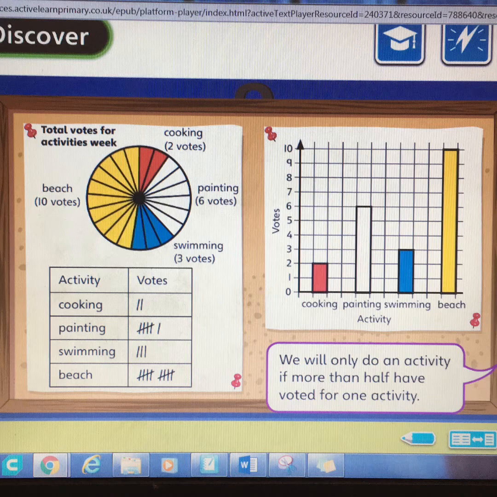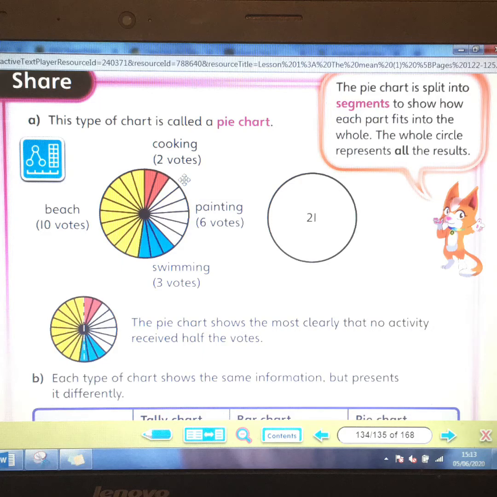Well, I personally think that the pie chart would show you most clearly whether it had received half the votes or not. A pie chart is split into segments to show how each part fits into the whole, and the whole circle represents all of the results. As you can see from the bottom picture, the pie chart shows most clearly that no activity received more than half the votes.